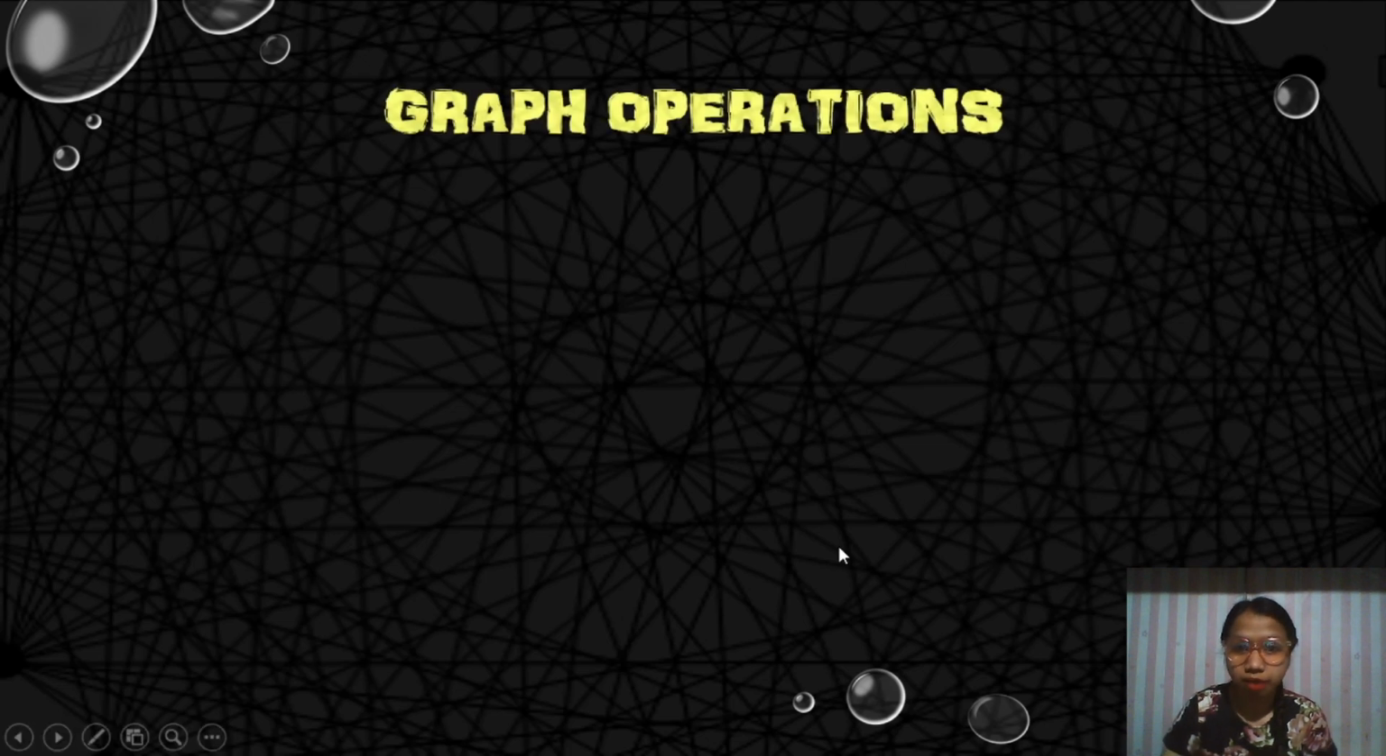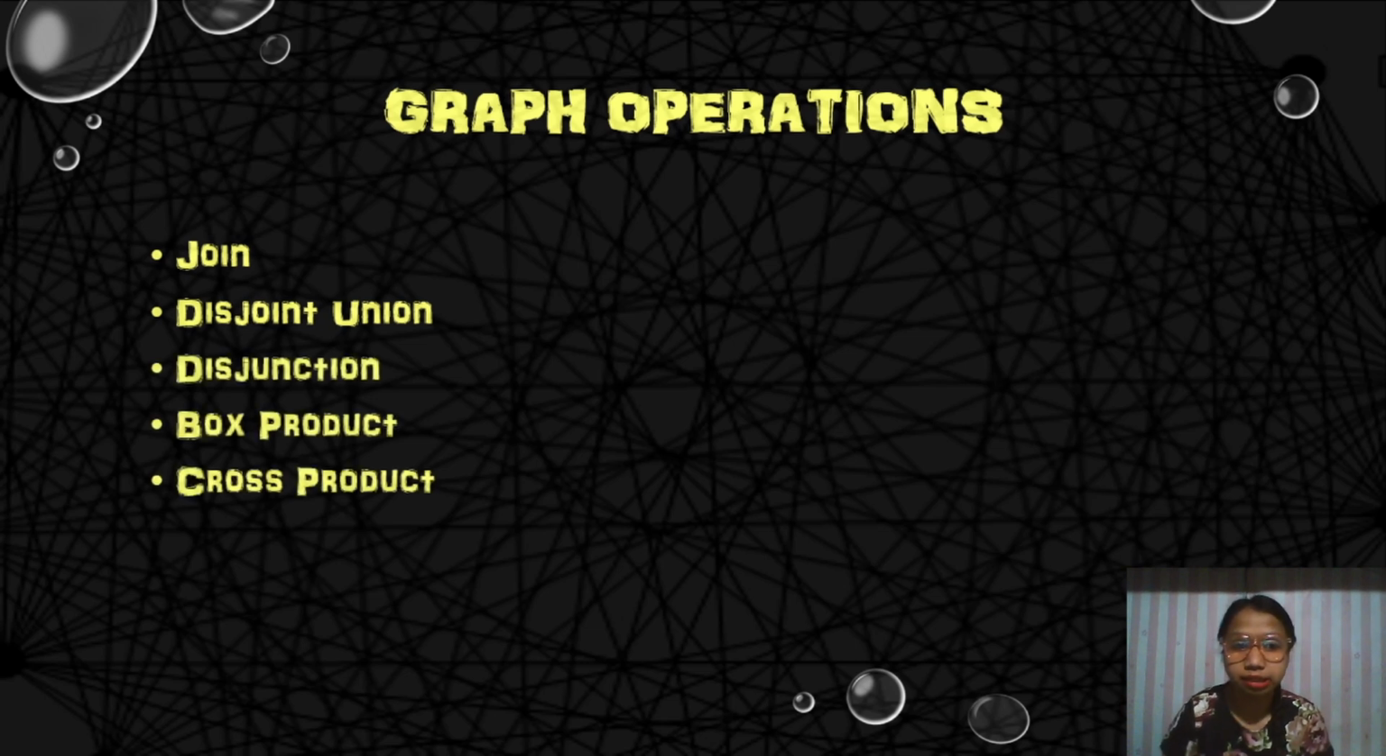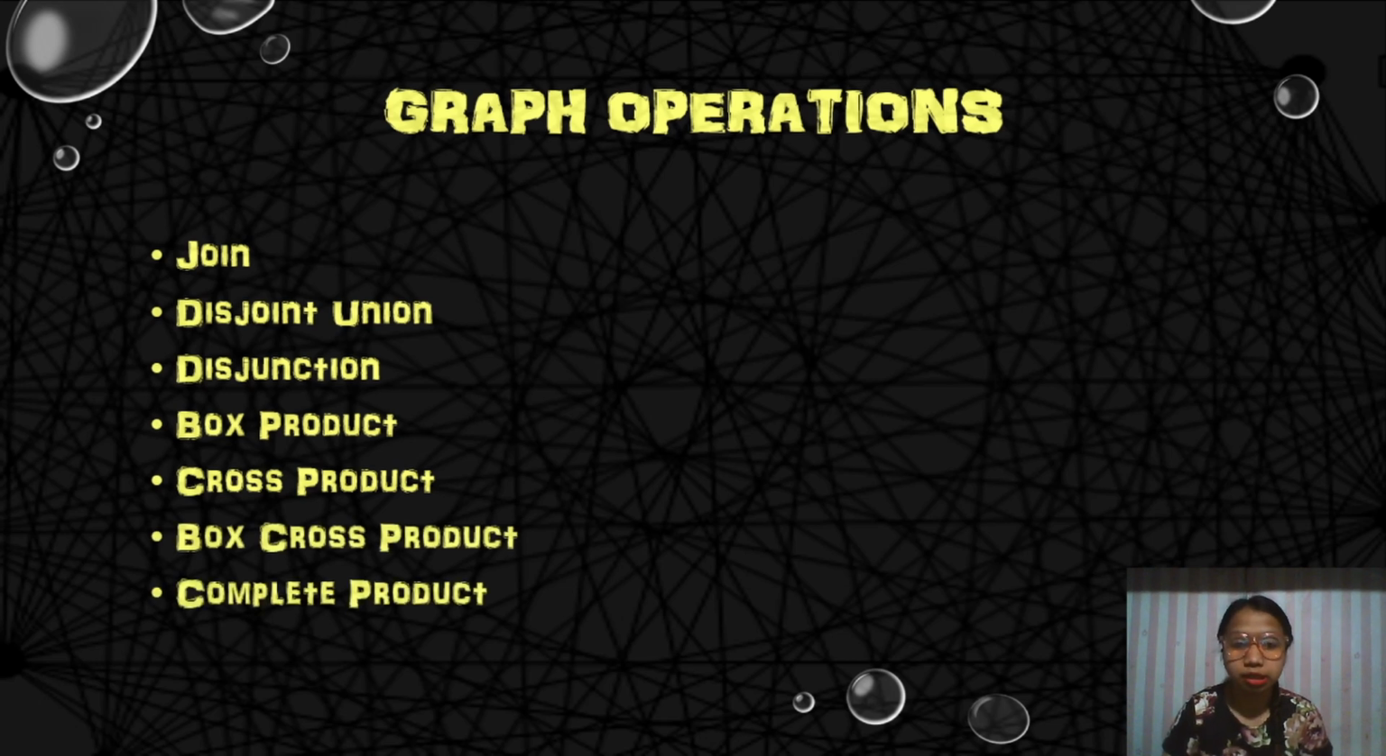Okay. Now let us look at the different graph operations we are going to perform on these commuting graphs of symmetric groups. We have 7 famous graph operations done in this study, namely join, disjoint union, disjunction, box product, cross product, box cross product, and complete product. But in this video, I will only be discussing 3 graph operations from those 7: join, disjoint union, and the complete product.